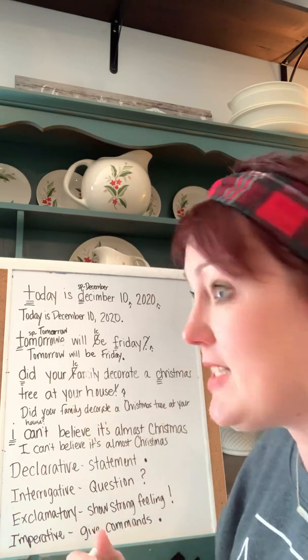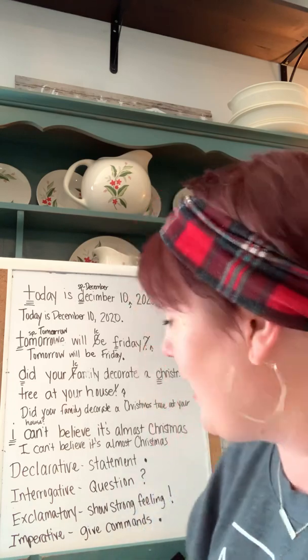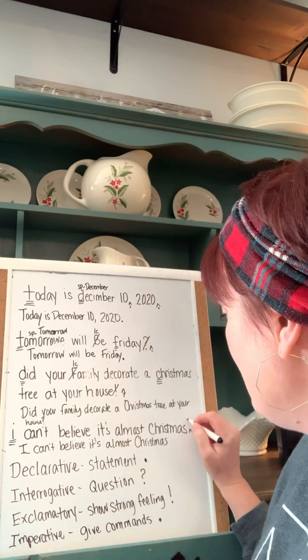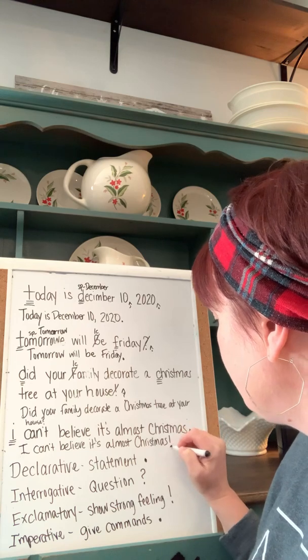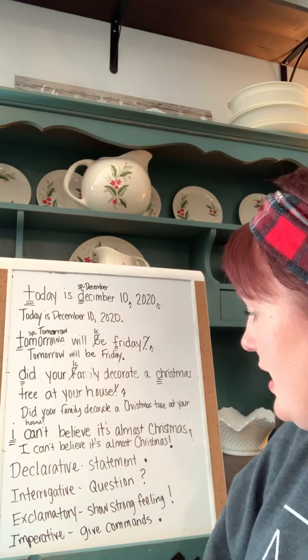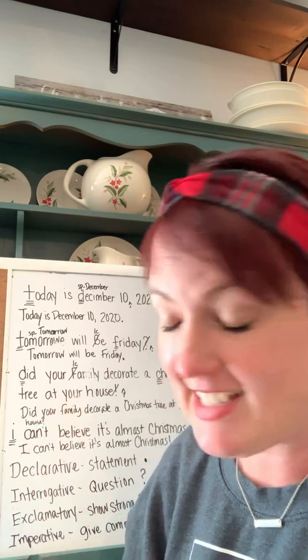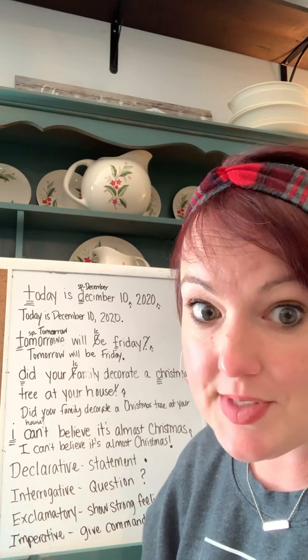And listen to how I read that. I can't believe it's almost Christmas. I have a lot of strong feelings and emotions about that, so that makes it exclamatory. So we need to add an exclamation point. Put that exclamation point on the end of that sentence and ta-da, we're all done. So that was a quick rundown, quick review of our proofreading marks, what we needed to look for in those sentences, and our 4 types of sentences. Hopefully you remember all that good stuff.